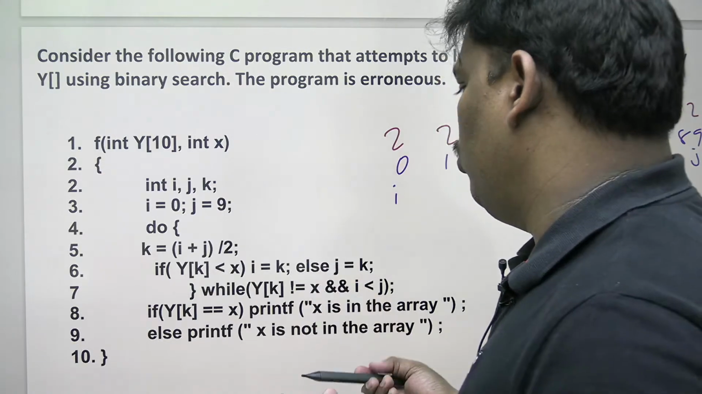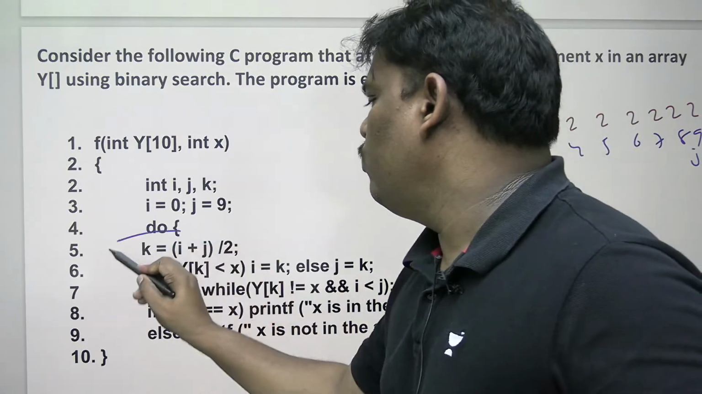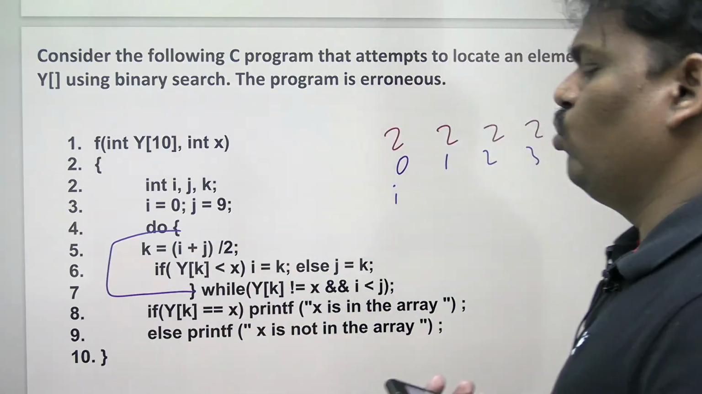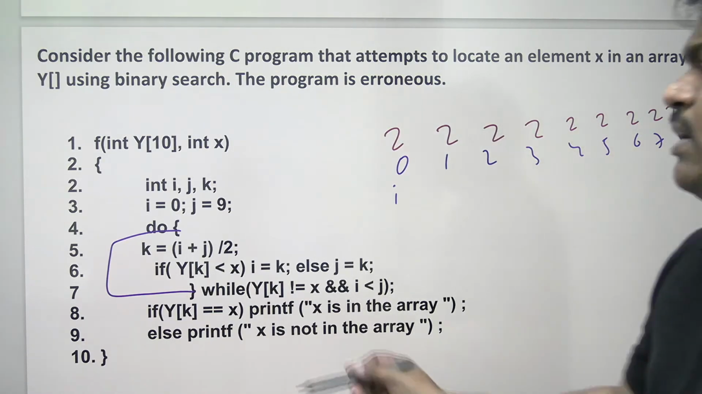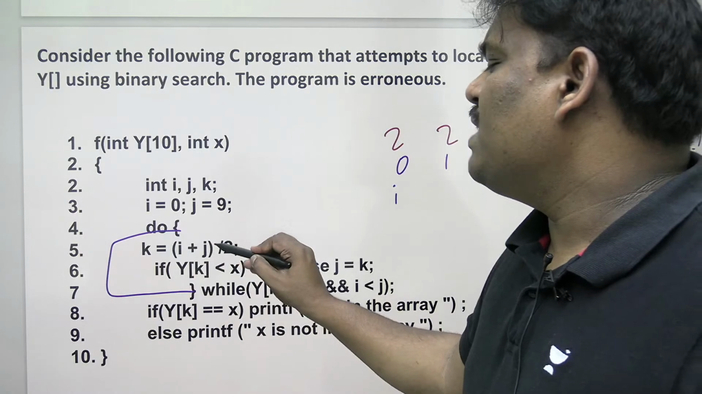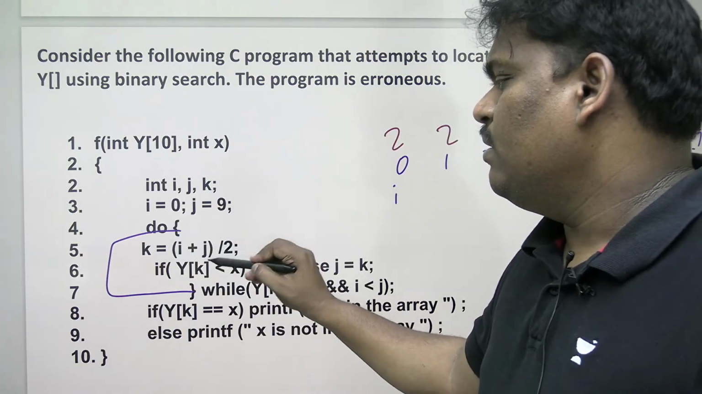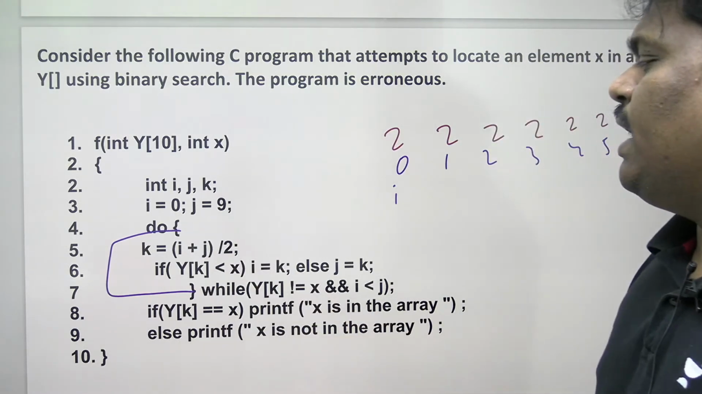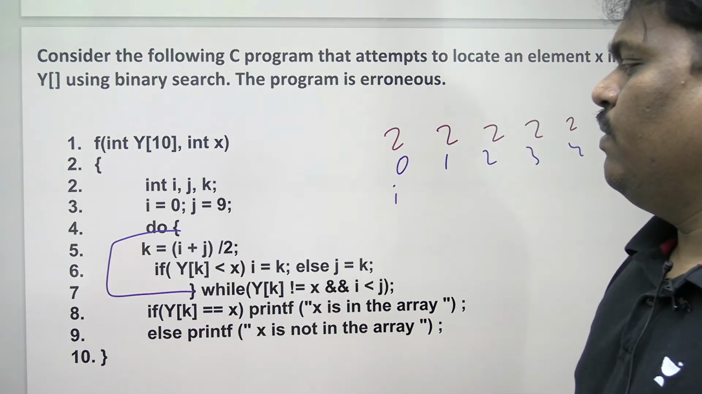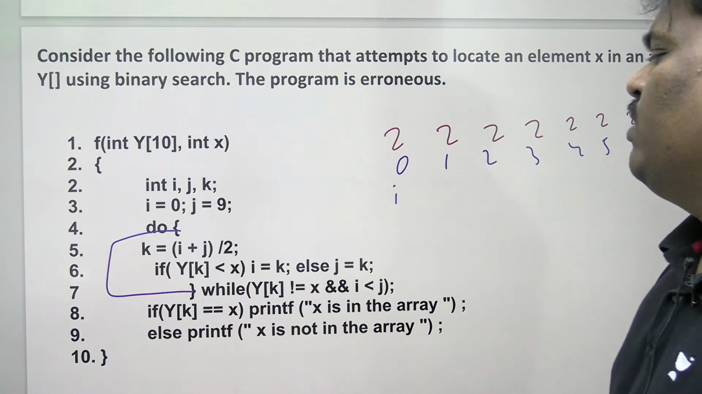Everyone knows the do while loop. What the do while loop does is, first it will do, then it will check the condition. Right? Let's start. k is equal to 0 plus 9, 9 by 2, 4.5. So k is equal to 4.5. Take the floor value or ceiling value, that doesn't matter.